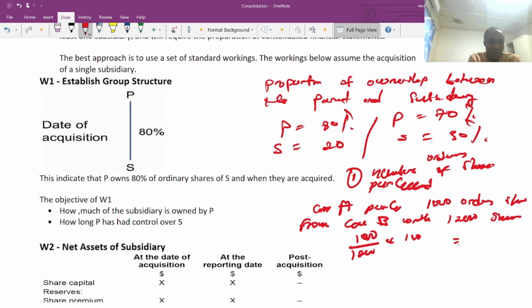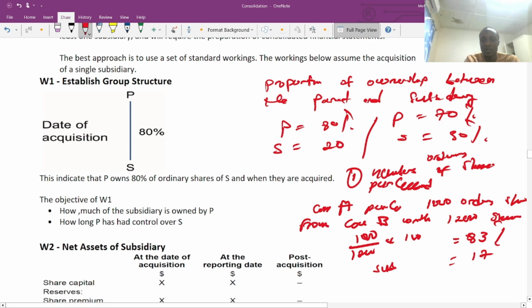Let me do a calculation. 1,000 divided by 1,200 will be 83%, for example. So therefore, the NCI, the subsidiary, will equal 100 minus 83, which is 17%, for example.